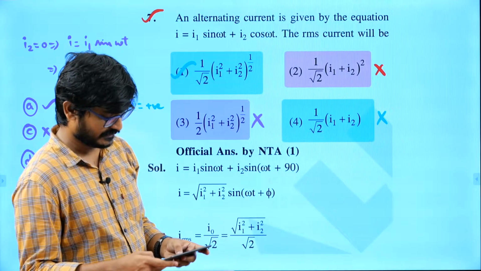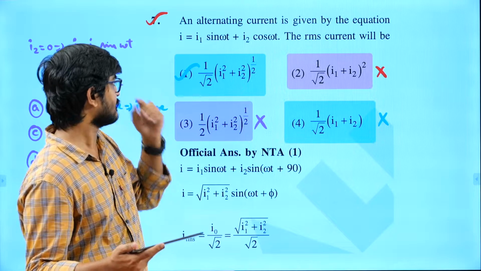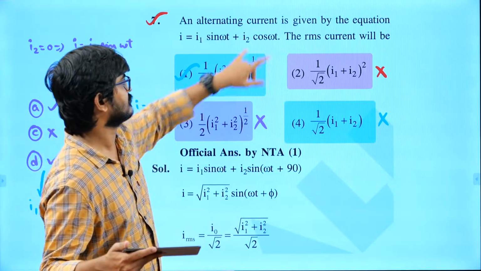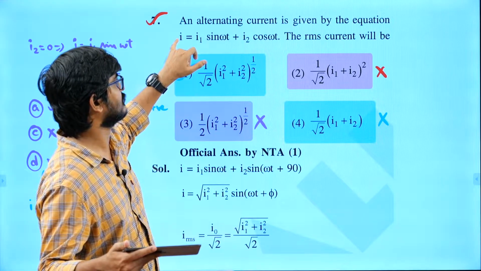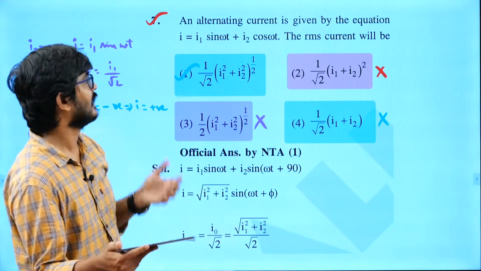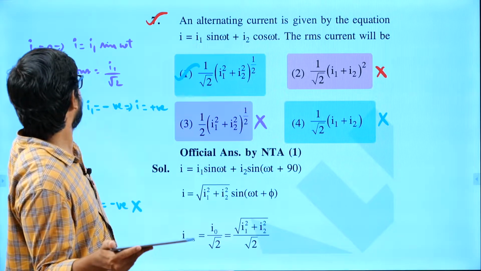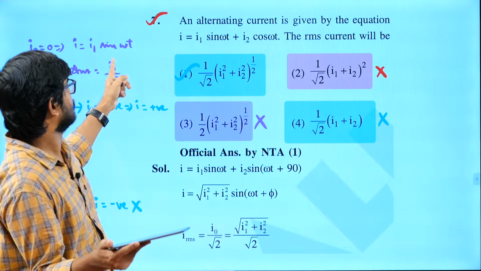Now in this question you need to find what is the RMS current. Suppose I2 is 0. Then it will turn out to be I equal to I1 sin omega t. You know when it is of the form I equal to I1 sin omega t, then the RMS value will be I1 by root 2. So if I2 equal to 0, then the RMS value must be I1 by root 2.